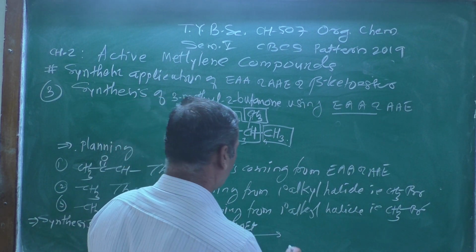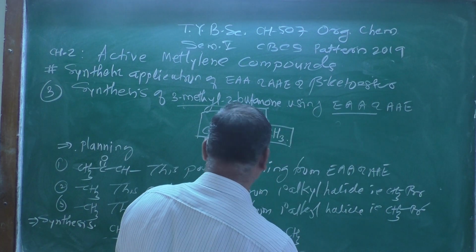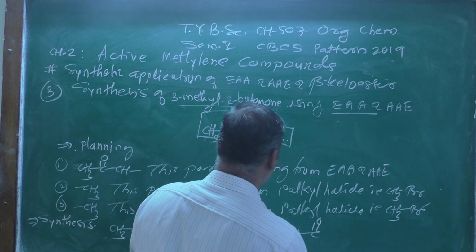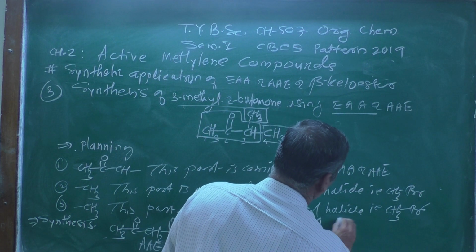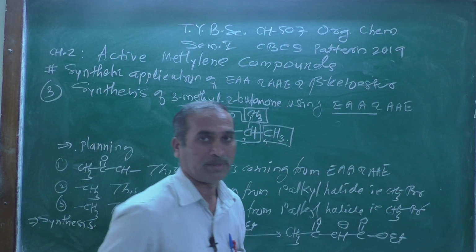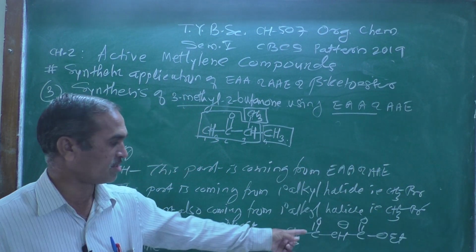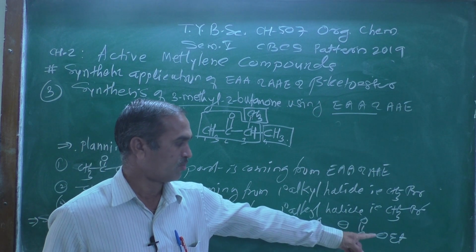ethoxide. We will get the formation of that carbanion, and that carbanion is well stabilized due to the resonance or the mesomeric effect. CH minus, then C double bond O, OEt. Look at this one, CH3 C double bond O, CH minus, C double bond O, OEt.